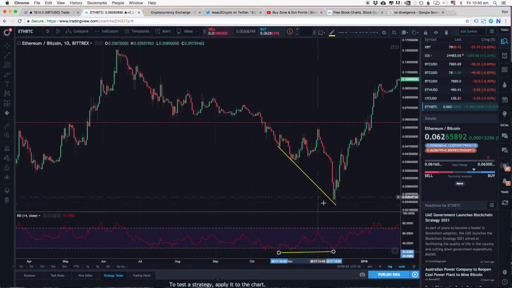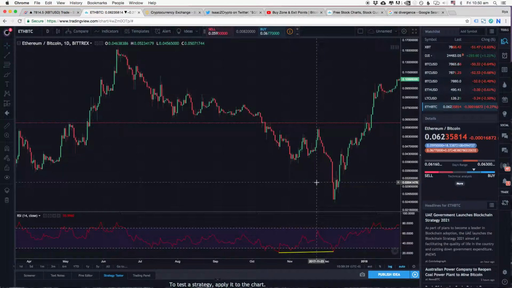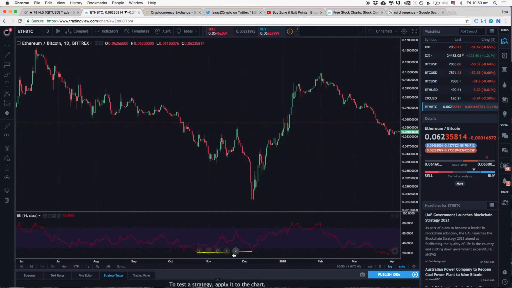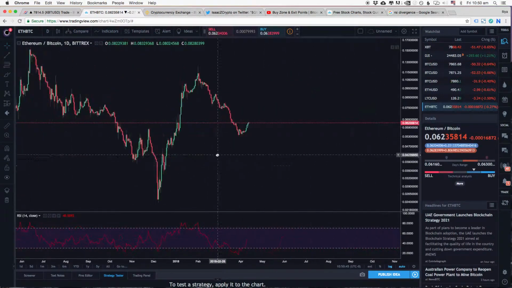Okay, but how do people catch this bottom with Ethereum? I'll show you later in the next video about support lines. So this is really just going to focus on RSI right now.